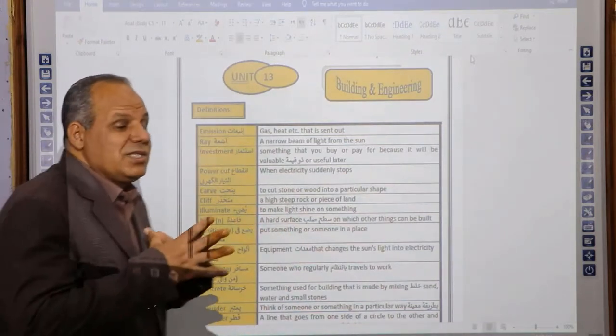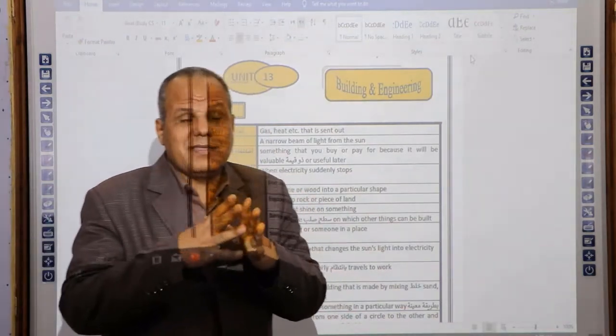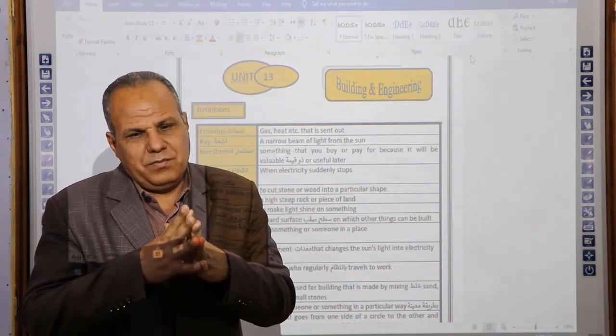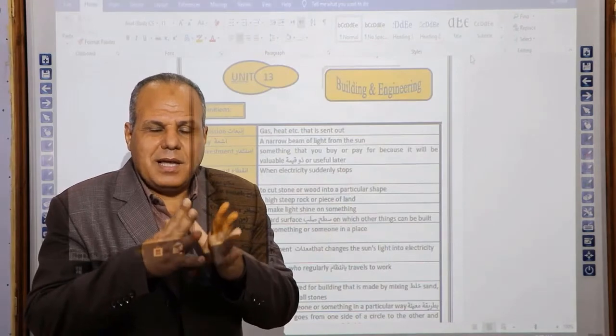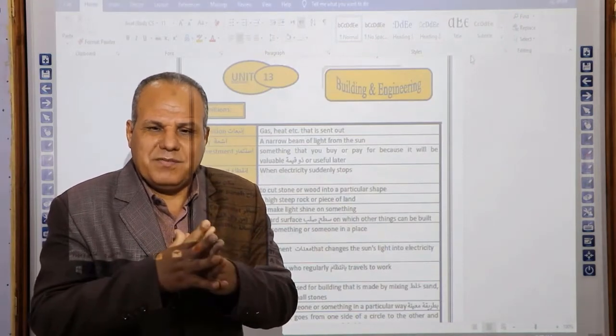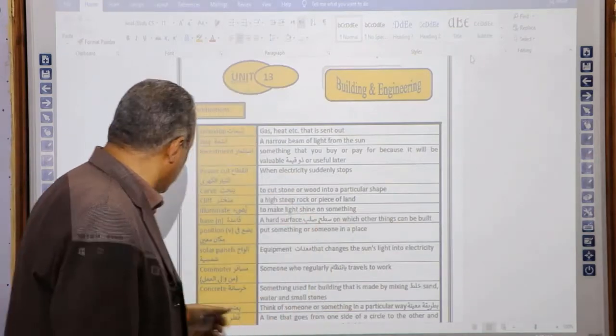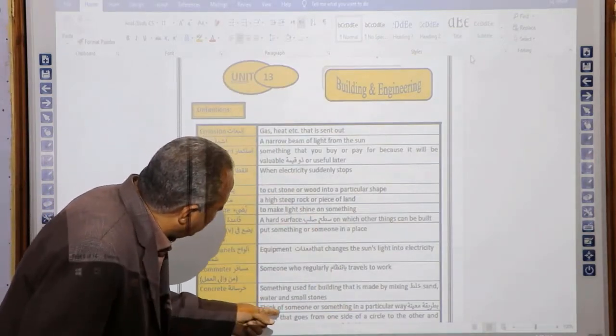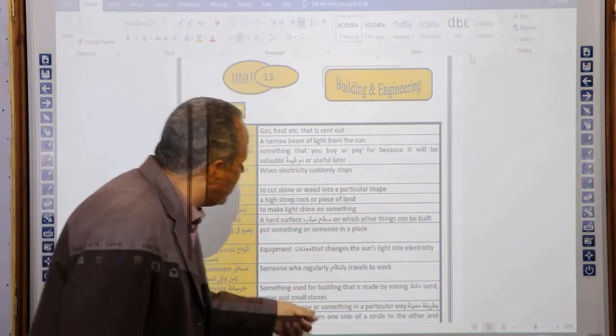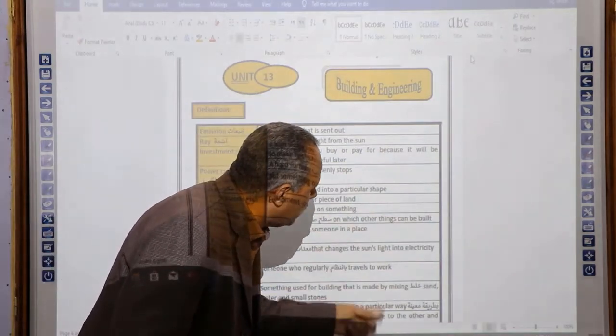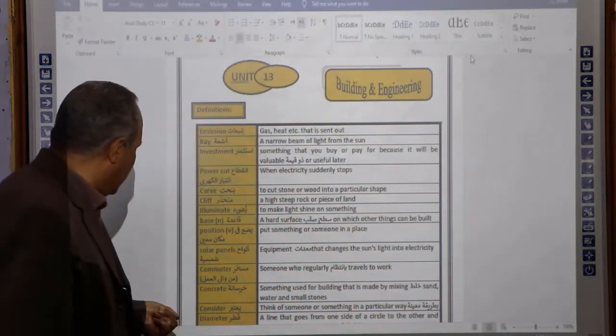Consider. Consider that means in Arabic يعتبر. Consider is always used in passive. It is considered that يعني يعتبر أن. Think of someone or something in a particular way بطريقة معينة.